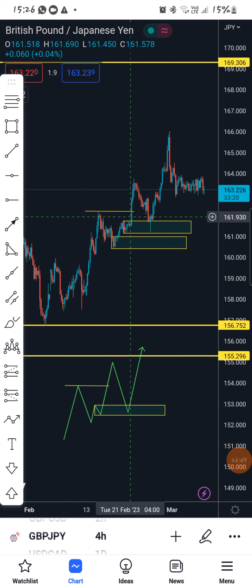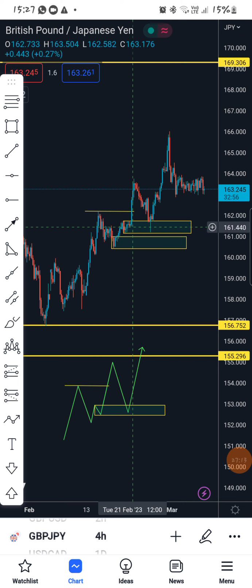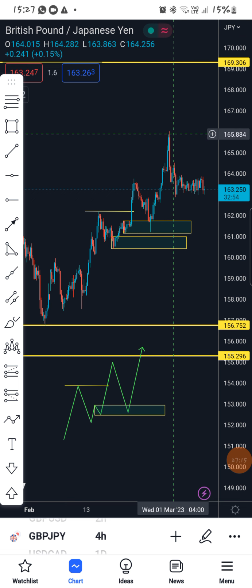Look what the market did here. There was a demand area here, and there was a demand area here. So the market decided to use the demand area here and pull back all the way up like that. You see, if you caught the entry here, you could have made that much.